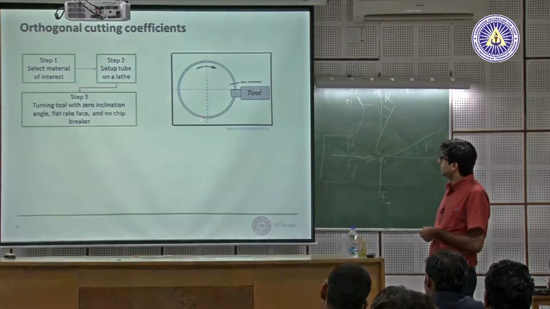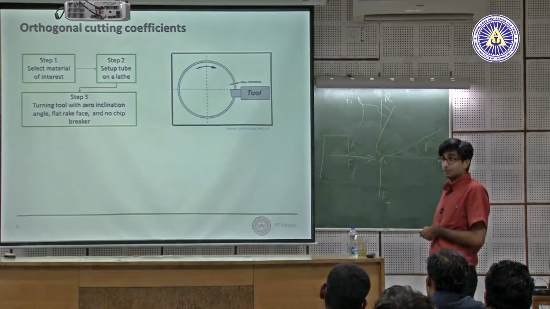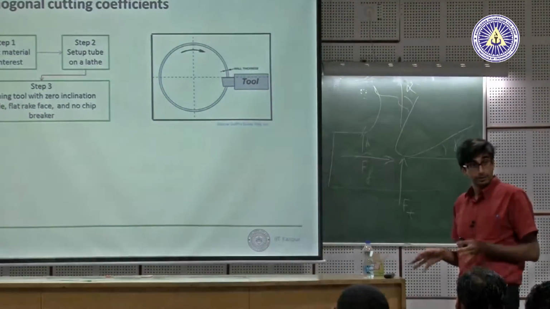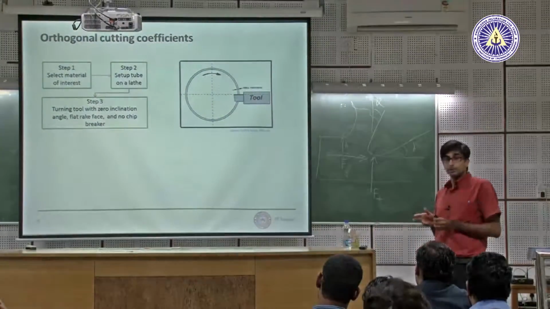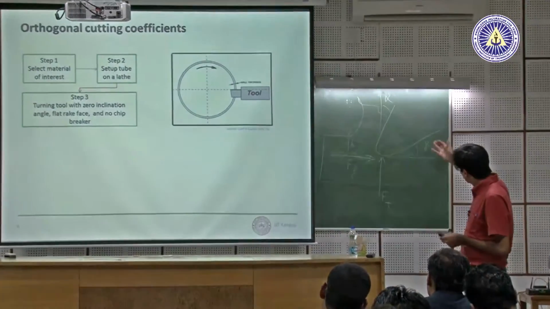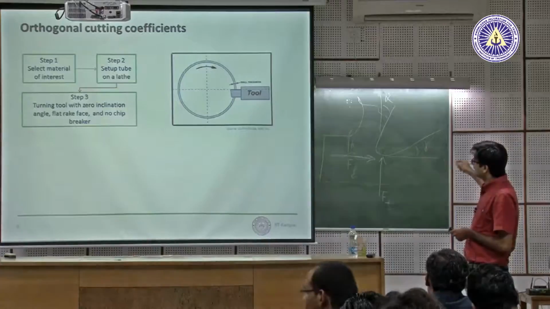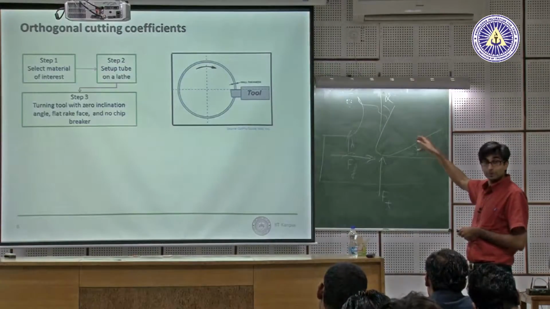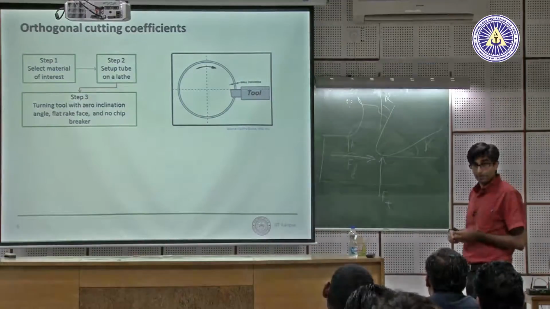Importantly, your tool should have a zero inclination, flat rake, and no chip breaker. You need to design this experiment very carefully, because to really get orthogonal cutting, where the chip flows nicely like this, is actually quite difficult. And for that, your edge also has to be very sharp, so as low a nose radius as possible.